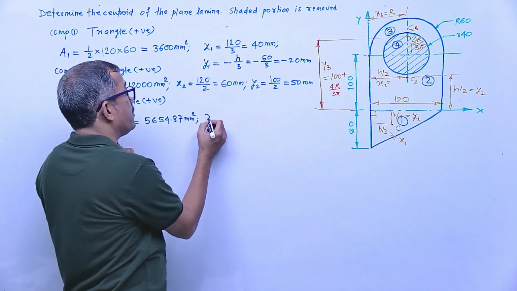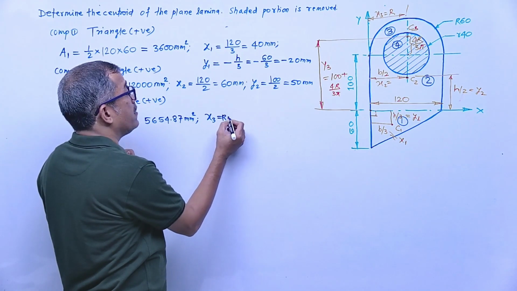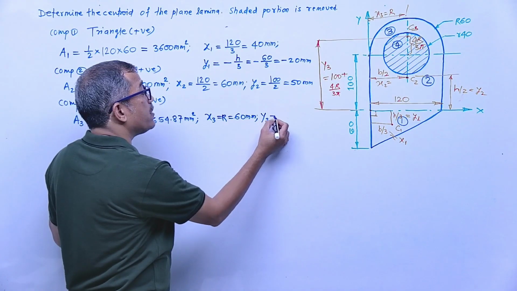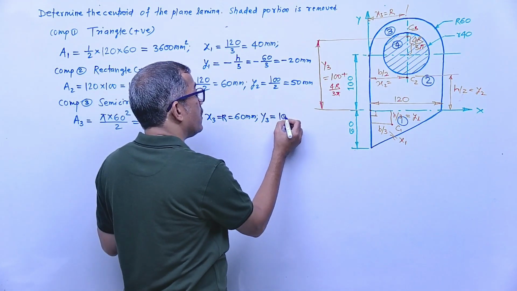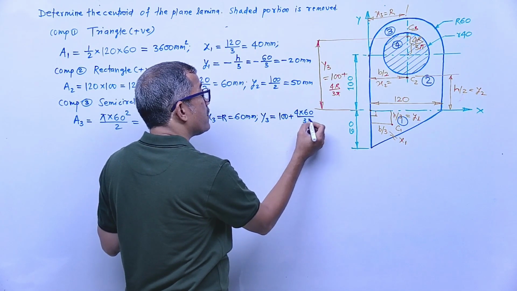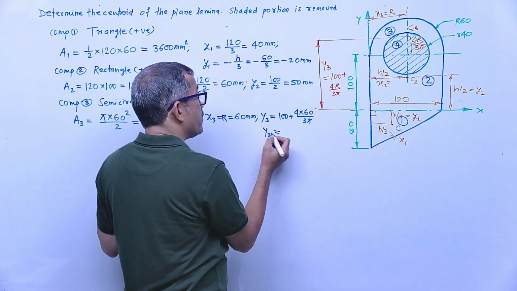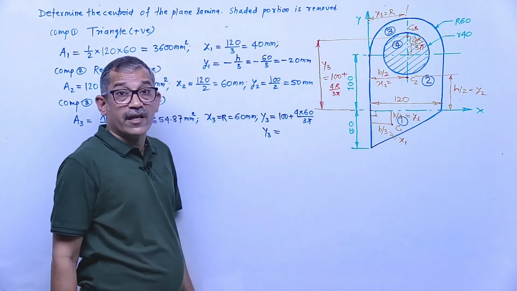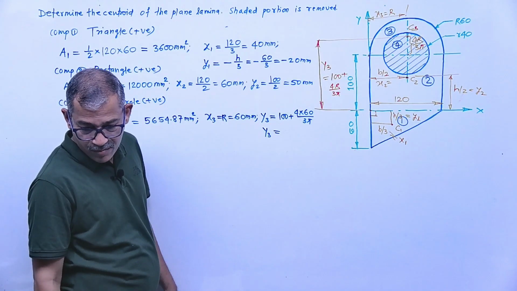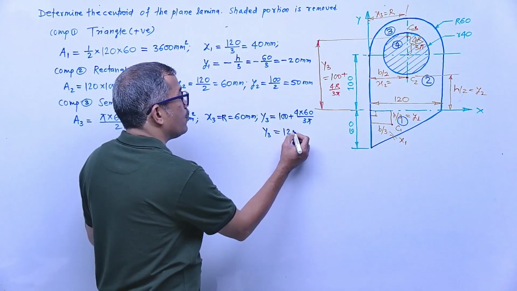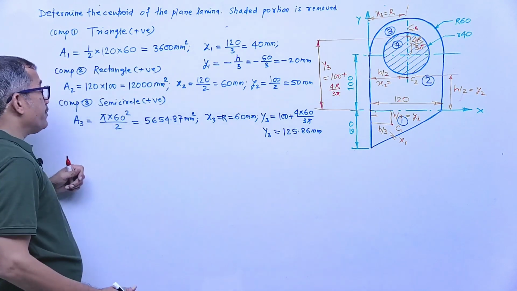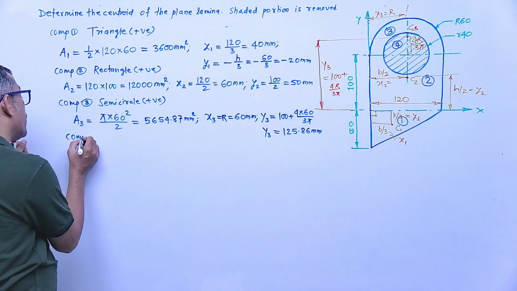What about the x3 distance? x3 is the radius, and the radius is 60 mm. And the y3 distance is what? It is 100 plus 4r upon 3 pi, where the radius is 60. Find out the y3 distance from the x-axis, right? Y is always measured from the x-axis. So this one comes out to be 125.86 millimeters. Okay.